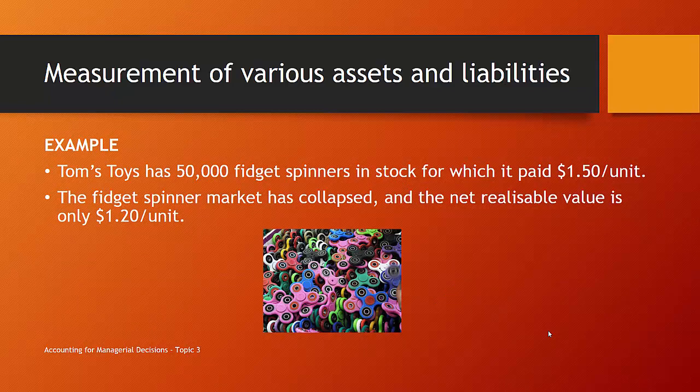So putting some numbers behind it, which is always beneficial. Tom's Toys has 50,000 fidget spinners in stock, for which it paid $1.50 per unit. And the fidget spinner market has collapsed. I remember when these things were absolutely everywhere. And like all fads, they seem to have disappeared. The net realizable value is only $1.20 per unit now. So what this means is they would be buying these in for $1.50, expecting to sell them for more than that, $2.50, $3, whatever. For only $1.20, they're not even going to cover what it costs to buy them.